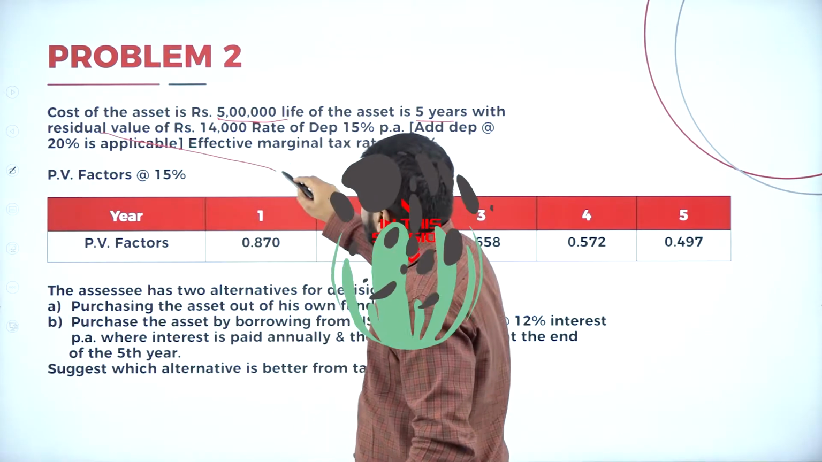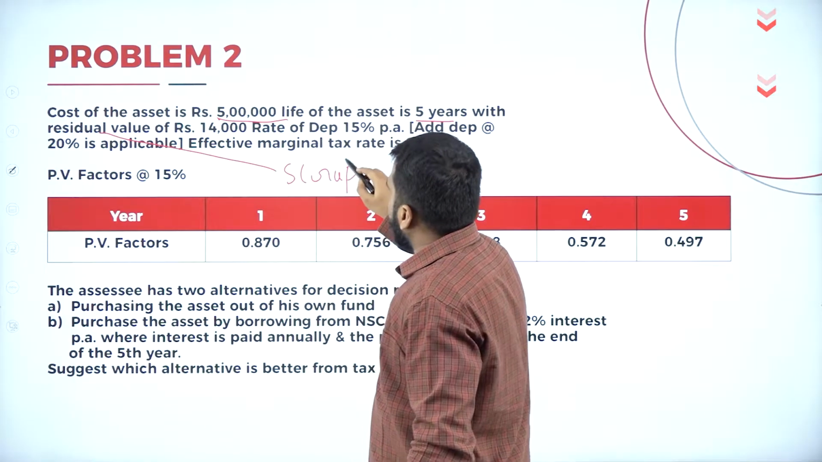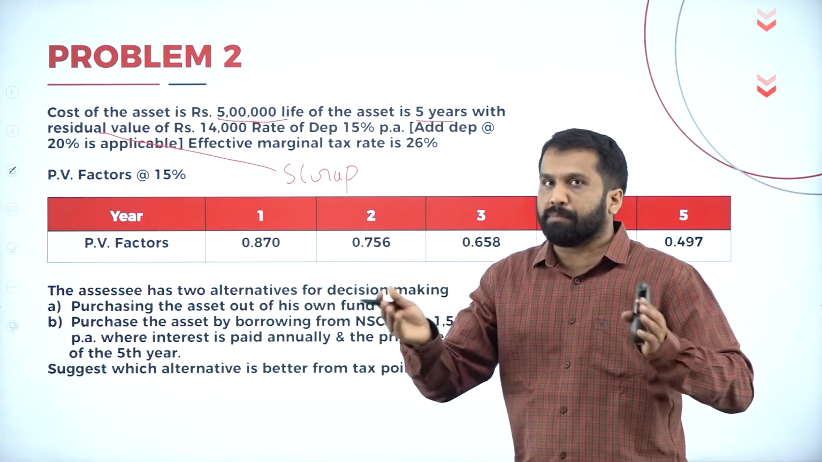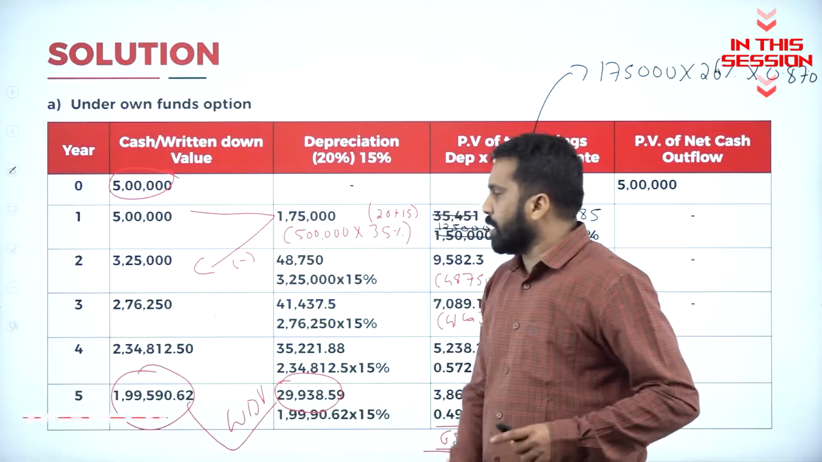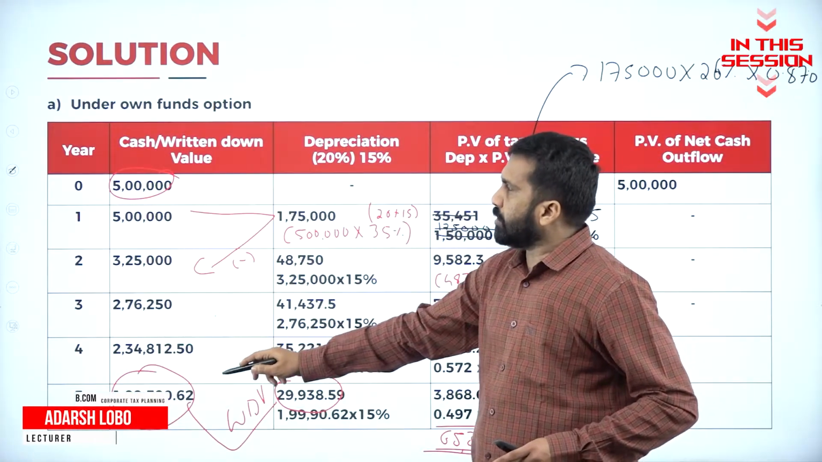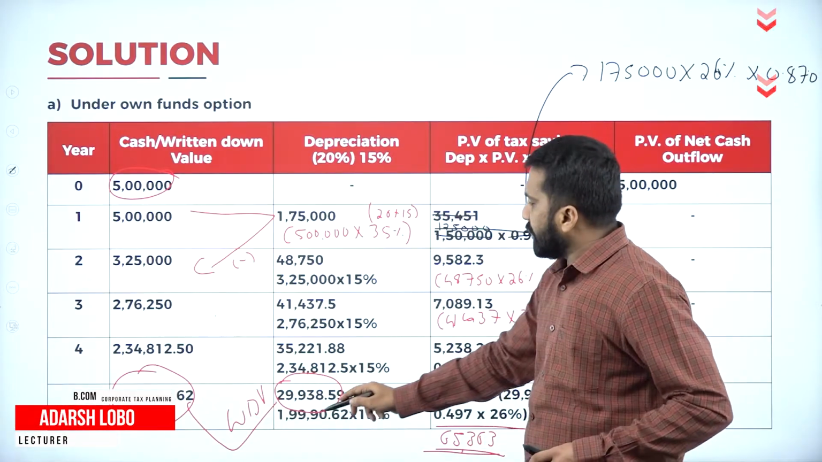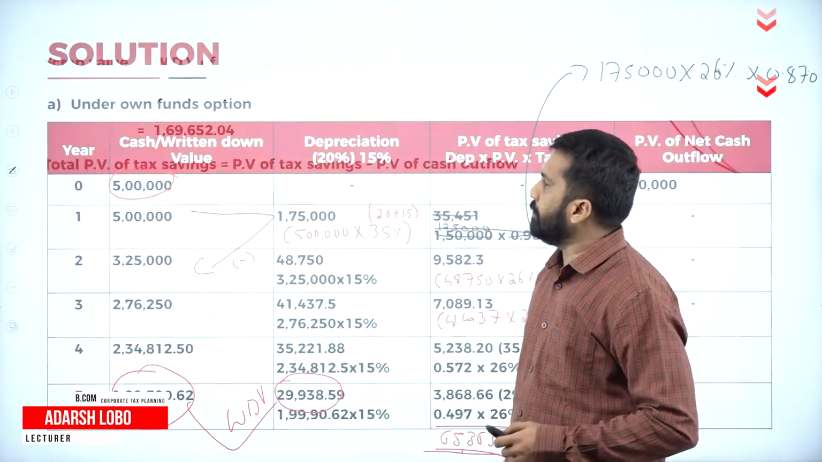Residual value, scrap value. Even in own fund, lease fund, both, you are supposed to minus. How to find out WDV? Your last written down value minus last depreciation, you will get your WDV.